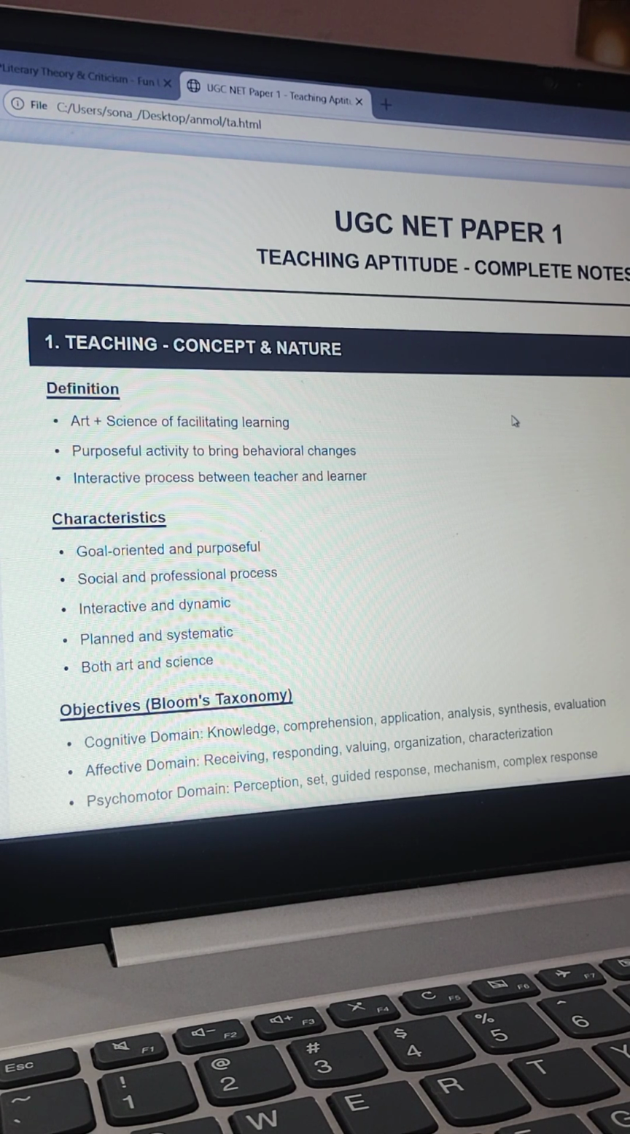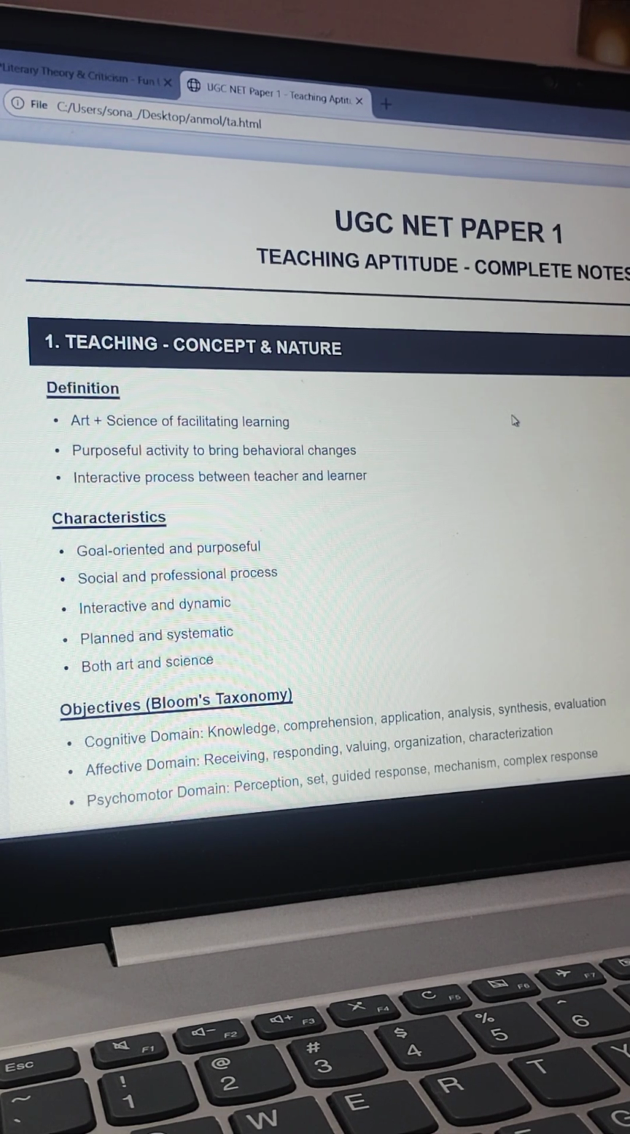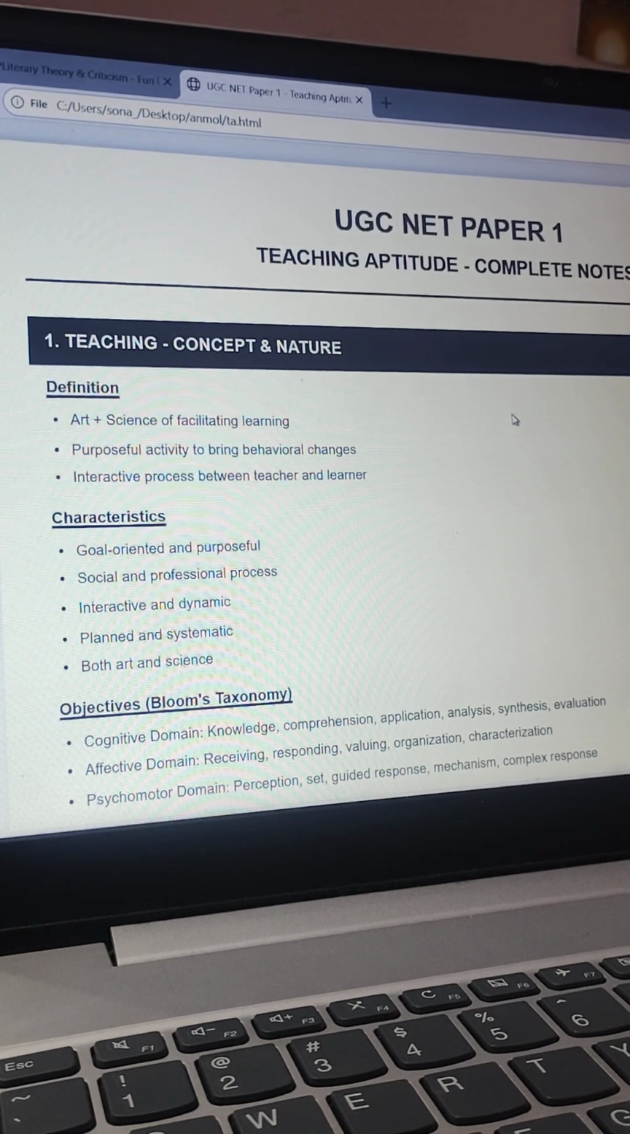Firstly, we are discussing the concept and nature of teaching. What is teaching? Teaching is basically an art and science of facilitating learning, which is a purposeful activity to bring behavioral changes, and it is an interactive process between learner and teacher. Moving to some characteristics of teacher and teaching, we have goal-oriented and purposeful, social and professional process, interactive and dynamic, planned and systematic, both art and science.